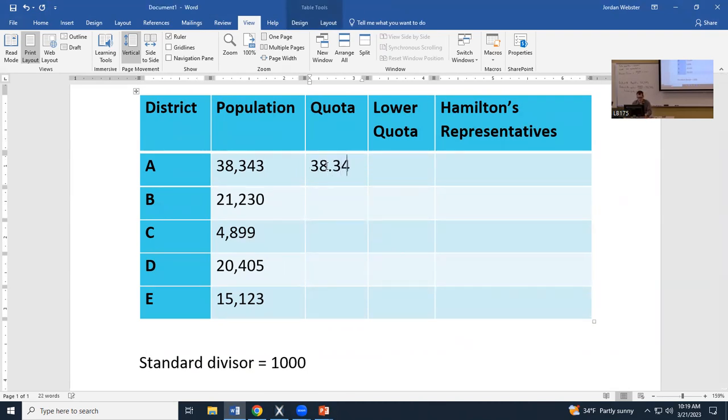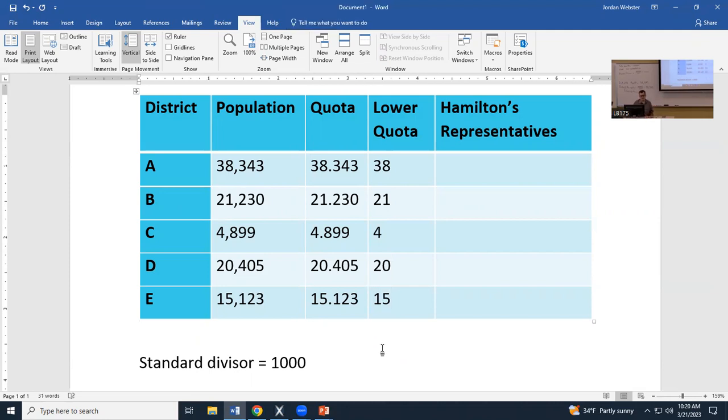In this case, 38.343. When I take 21,230 and divide it by 1,000, I get 21.230. When I take 4,899, divide that by 1,000, I get 4.899. 20,405, divide that by 1,000, we get 20.405. 15,123 divided by 1,000, you get 15.123. Again, I made it really easy to divide on purpose in this example. So we get 38, 21, 4, 20, and 15 as the lower quotas.